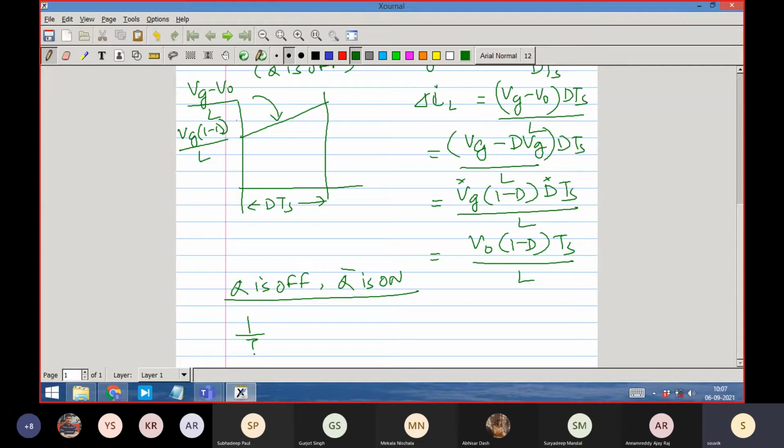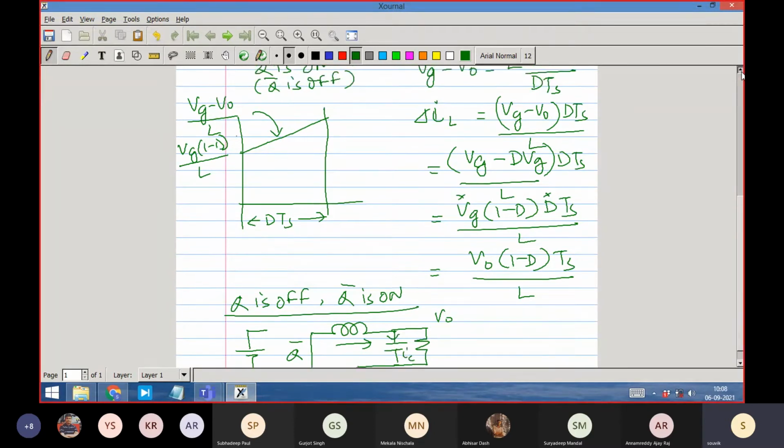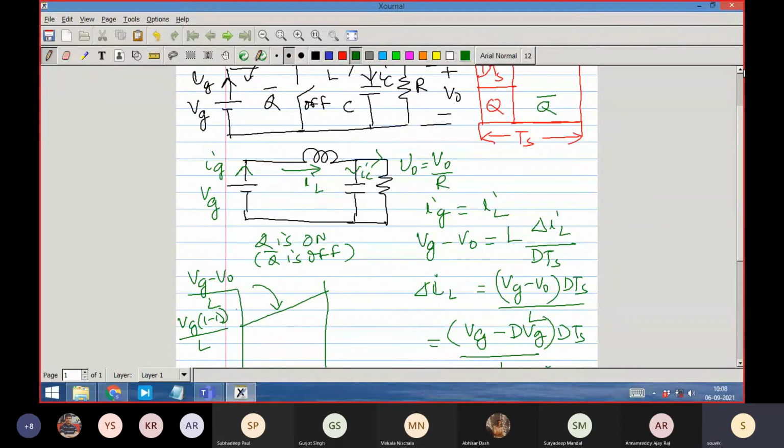This Vg is not now connected, it is floating, and the inductor current is flowing through this switch Q bar. This is the capacitor, and this is the load resistor. So this voltage is V0 and this current is IC. One thing I had written is that Ig is equal to IL. Similarly, from Kirchhoff's law, during this time IL is equal to I0 plus IC. That I can write, right?